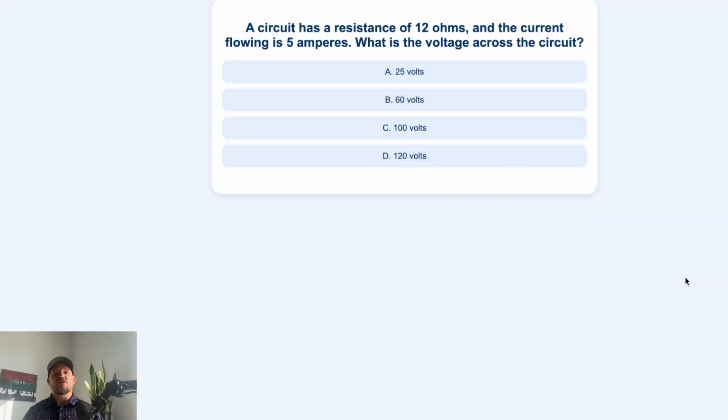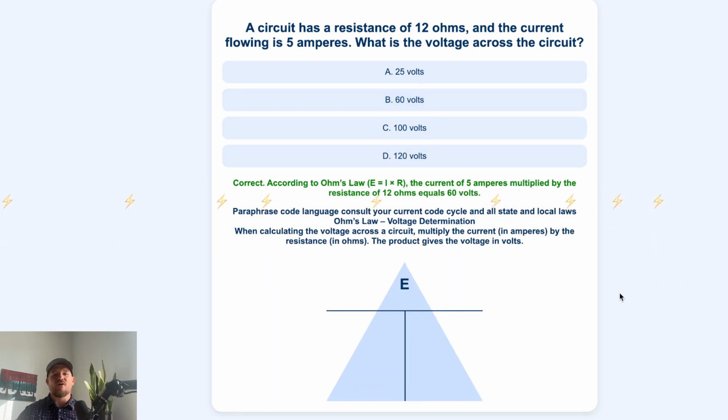A circuit has a resistance of 12 ohms, and the current flowing is 5 amperes. What is the voltage across the circuit? The options were A, 25 volts, B, 60 volts, C, 100 volts, and D, 120 volts. And the correct answer is B, 60 volts.